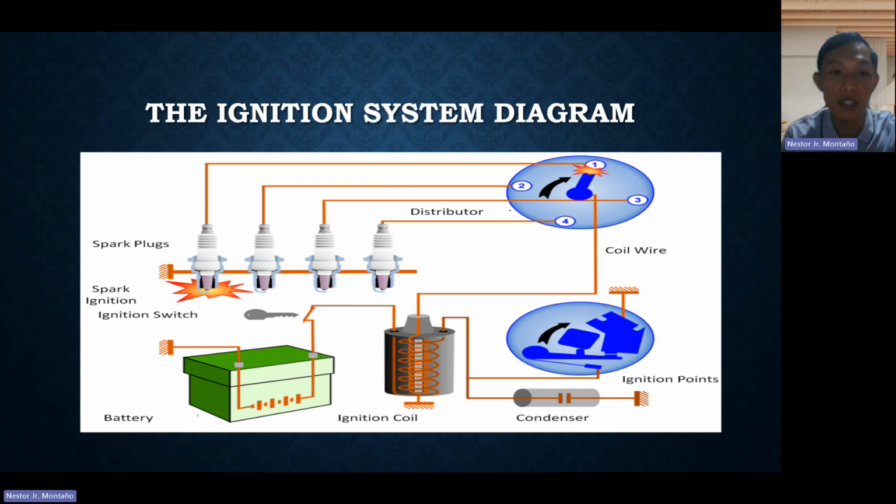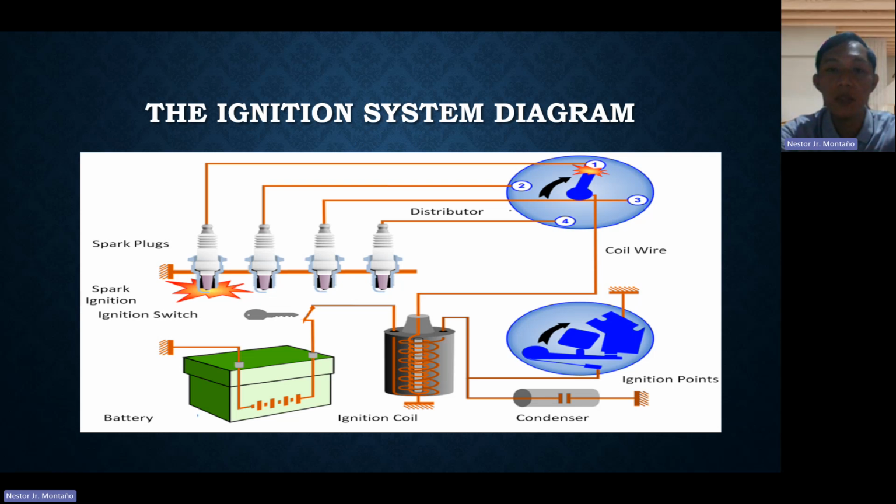The next step is the battery power supply. The battery supplies 12 volts direct current power to the ignition coil through the ignition switch. The next step is the ignition coil operation. The ignition coil is a type of transformer with primary and secondary windings. It steps up the 12 volts of the battery to 15,000 to 45,000 volts, required for the spark plug to ignite the air-fuel mixture.